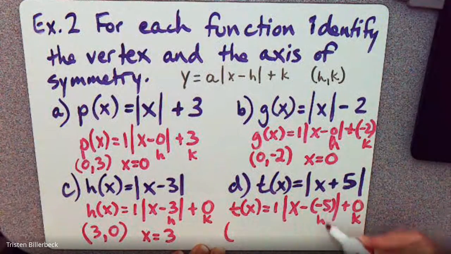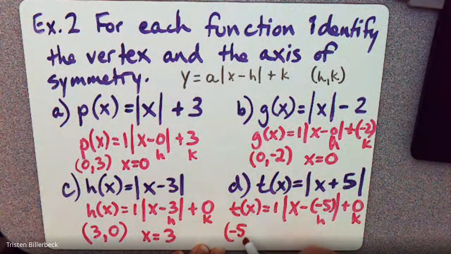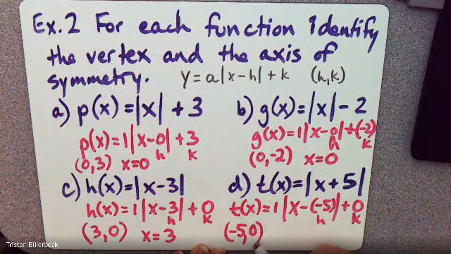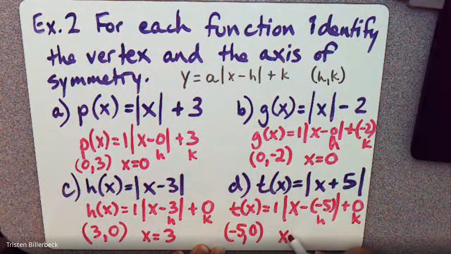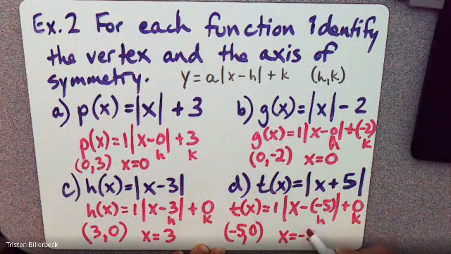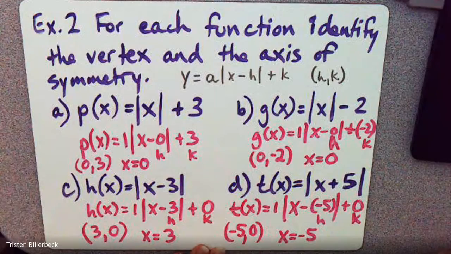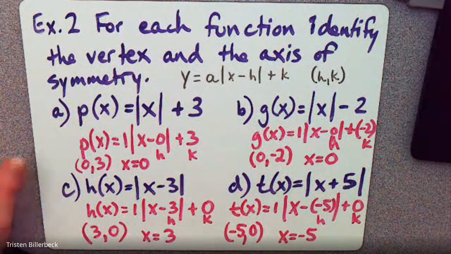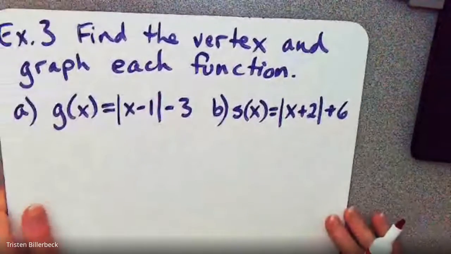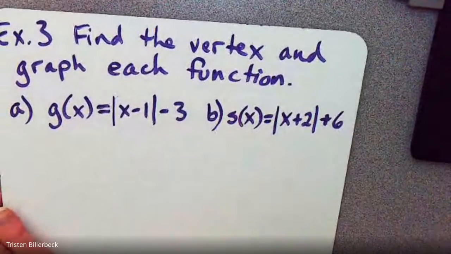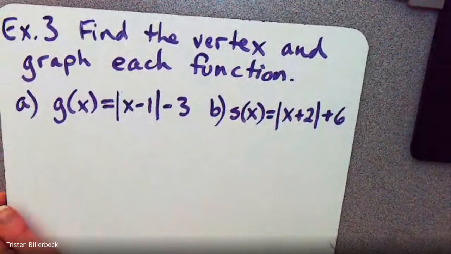Okay, so h is negative 5 and k is 0. And our axis of symmetry is going through negative 5. So x equals negative 5 is our axis of symmetry. Okay, so that one just didn't want you to graph.